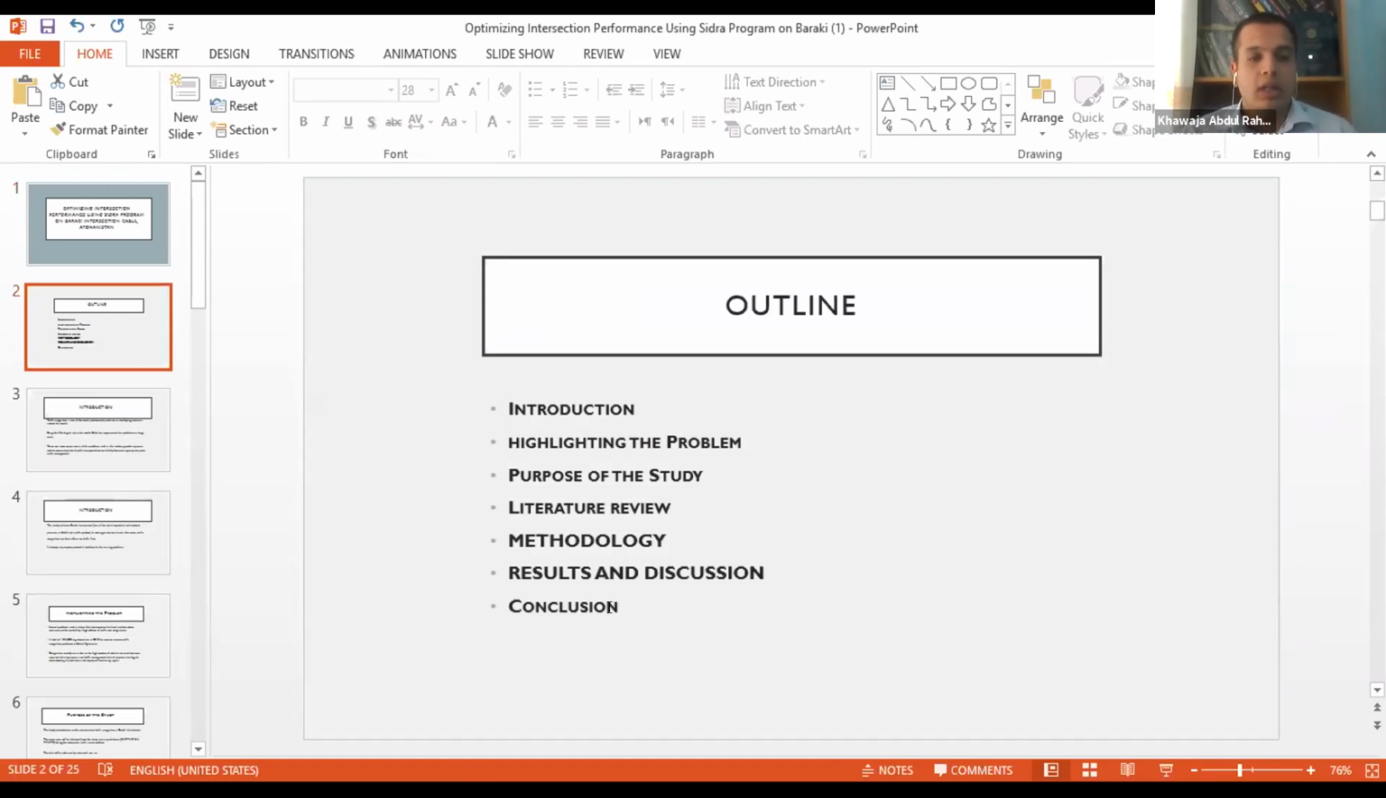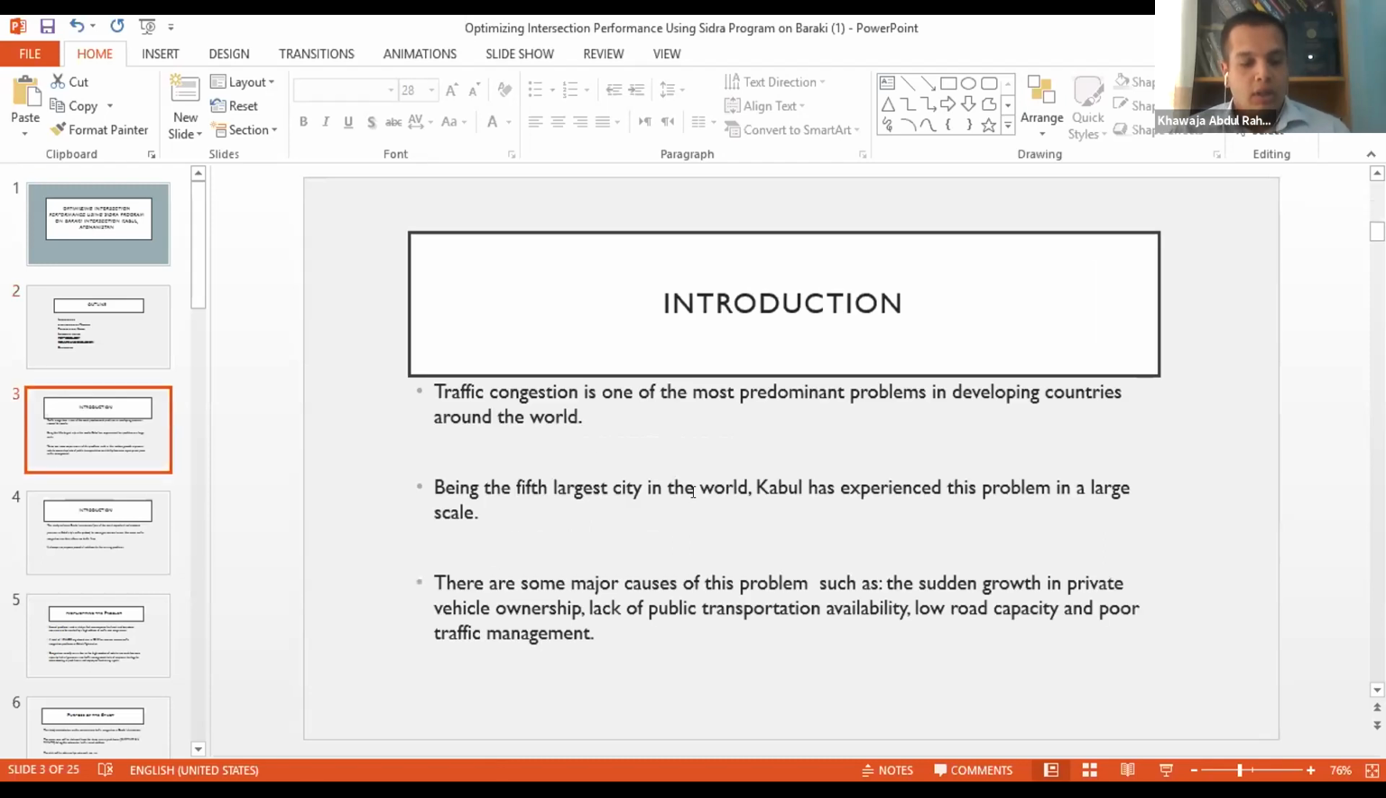Well, this presentation will include an outline, which is introduction, highlight the problem, purpose of the study, literature review, methodology, result and discussion, plus conclusion. Introduction. Kabul is the capital city of Afghanistan. It has about 4,400 square kilometers of area and 21 districts. Kabul has a population of 4,222,000 and an average population growth rate of 2.5.